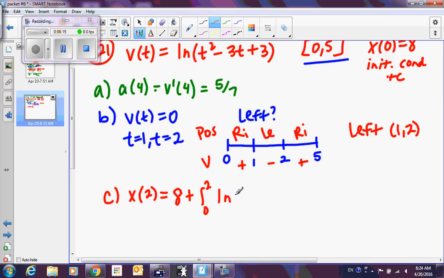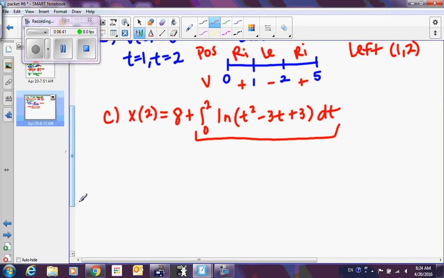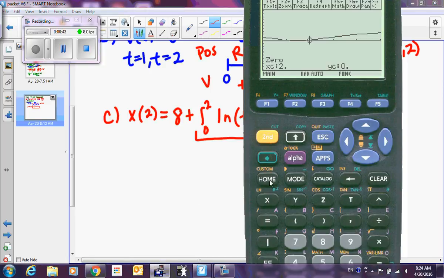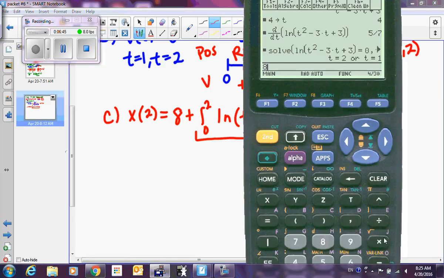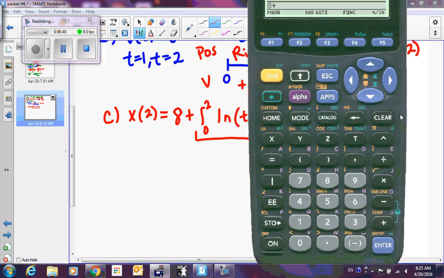And if we integrate velocity, I'm using absolute value bars here, but we don't actually need them. If we integrate instead of derive, we will get the position. So this right here is going to tell us from 0 to 2, how far did the particle in total move to the right or the left? Then we're going to add 8 because that's where we start. We're just going to do this in the home screen. So again, we don't really have to type everything in.